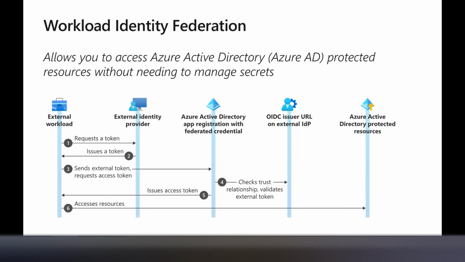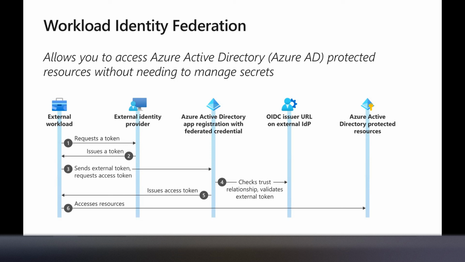Now Azure AD is going to go back to the external IDP over OIDC, and number one, it checks the trust relationship and validates the external token. So it's going to make sure nobody is trying to fool the system. So it takes it back to the external IDP: hey, I got a token. It needs to access some of my resources. Can you validate it? Once it's validated, it will issue back an access token to the external process.